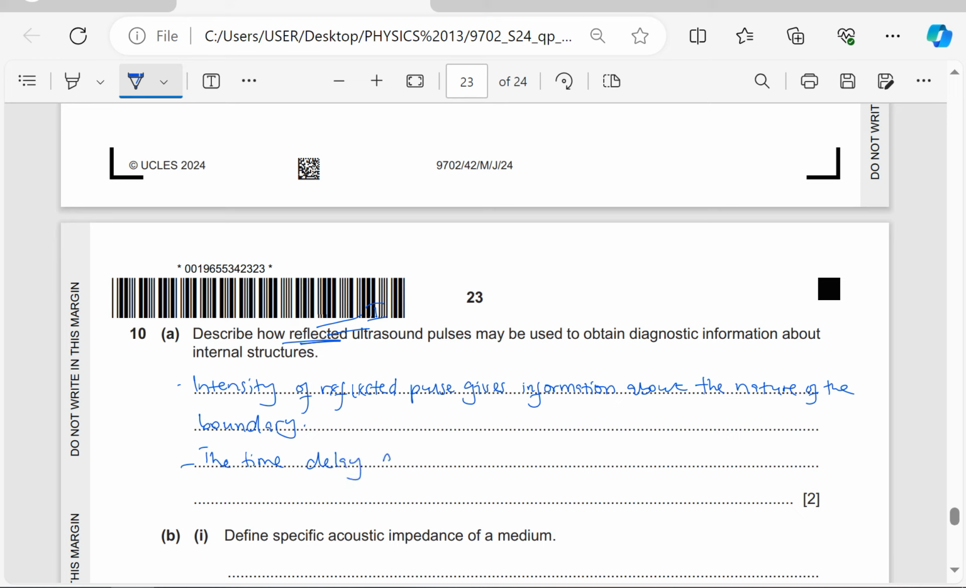The time delay gives information about the depth of the boundary. So that is how the reflected ultrasound pulse is used.